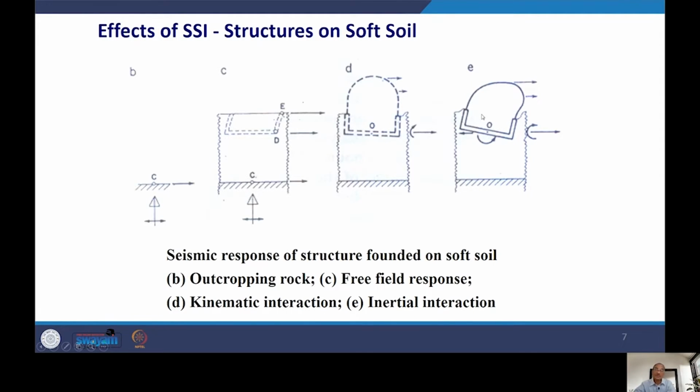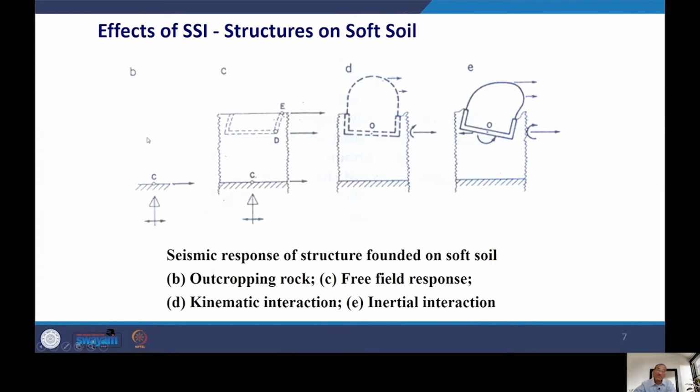Then once you consider the mass of the structure, once again the motion at the base of the structure gets modified. You get a translation component as well as a rotation component, and the accelerations vary over the height of the structure. So these kinds of effects we have discussed earlier. Now let's talk about how these effects can be summarized into different components, that is, how the soil is playing its role.